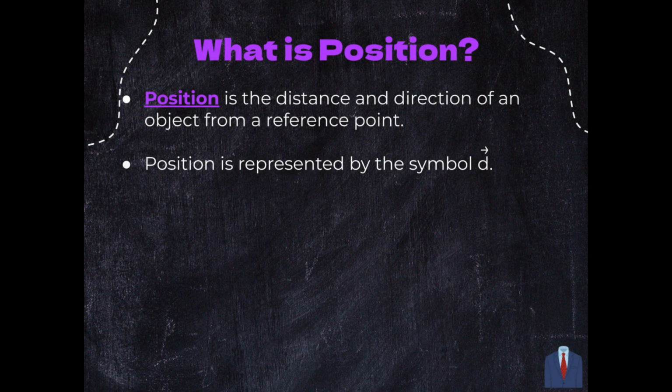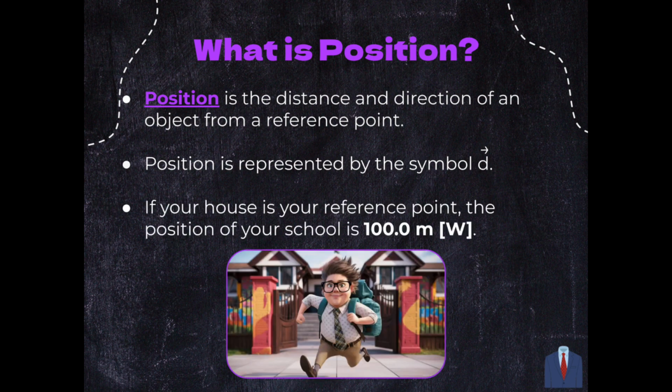Next is position. Position is the distance and direction of an object from a reference point. Position is represented by the symbol d with an arrow over it. Let's say, for example, your house is your reference point, meaning that it is point 0, and your school is 100 meters west of your house. This means the position of your school is 100 meters west.